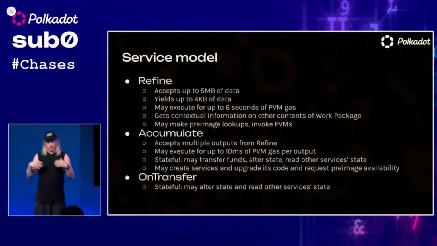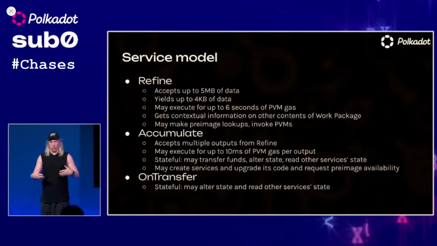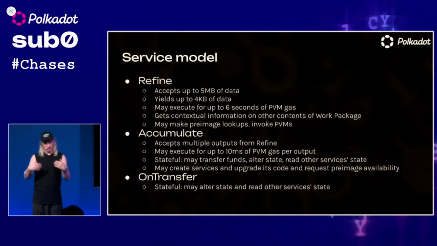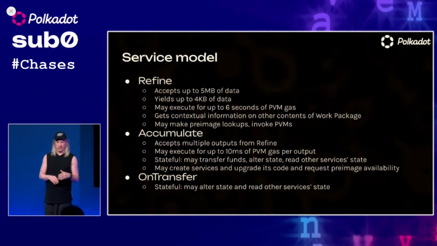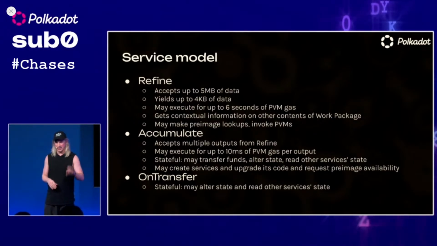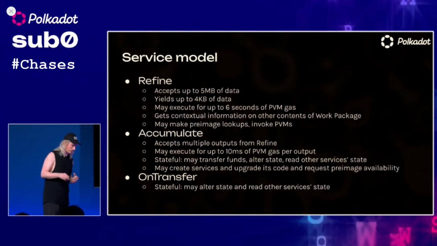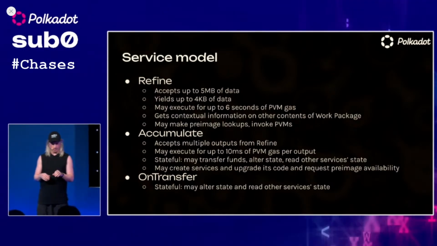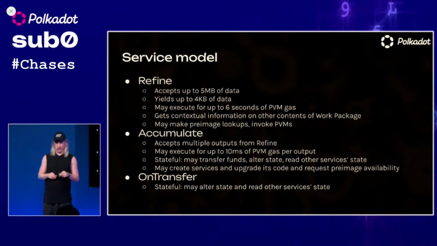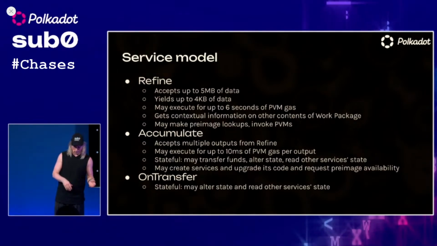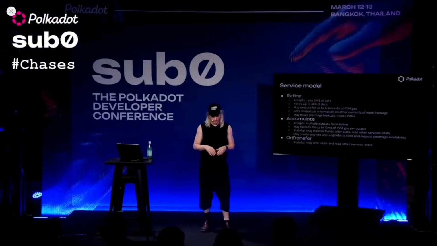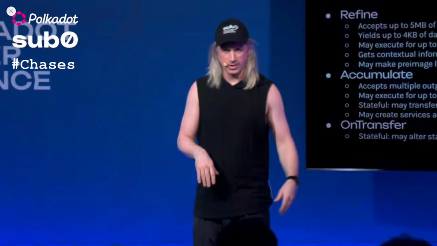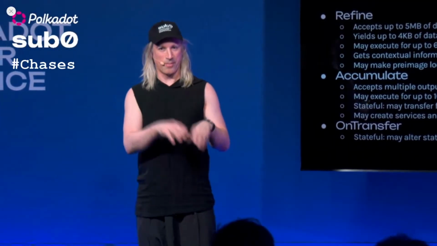The refine function also gets some contextual information on the world around it, that the work it's doing is being produced in. In particular, it gets information on what other things are being refined at the same time. Why is this important? Well, it means that you can construct work packages that have work items of multiple services in them, which are codependent. And this then enables certain things like, for example, accords, and the ability to have one service, like some sort of EVM service, interact synchronously with a parachain.